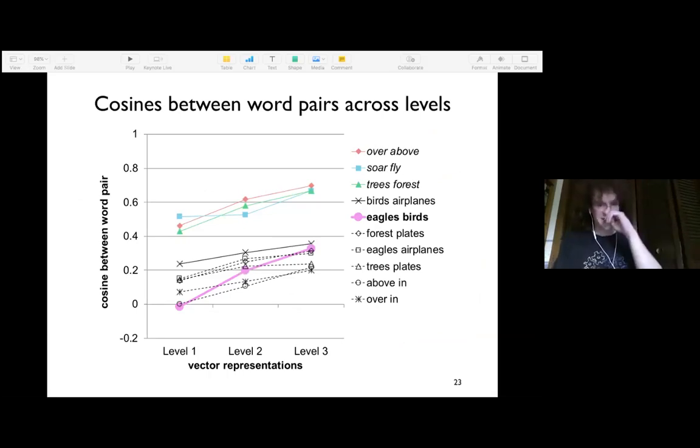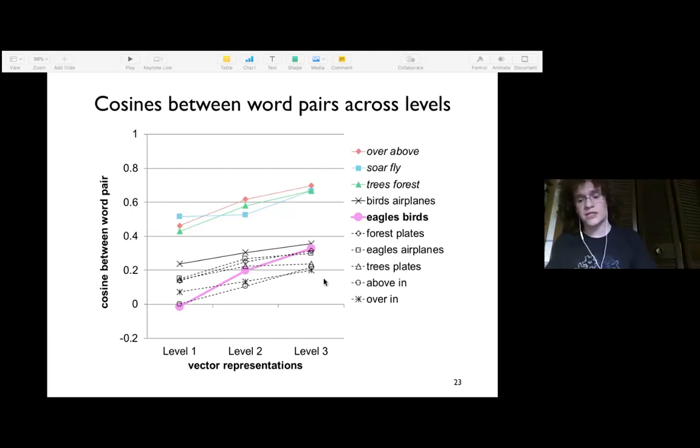All right, so just to demonstrate that this works, this is running the hierarchical holographic model on the eight sentences we saw earlier. And we can see here that at level 1, it's not able to detect the fourth order association between eagles and birds at all. At level 2, it is able to detect the fourth order association. They've become a little bit similar. And at level 3, the third BEAGLE further reinforces the fourth order association. You can also see that all levels are sensitive to the second order associations between over and above, soar and fly, and trees and forest.